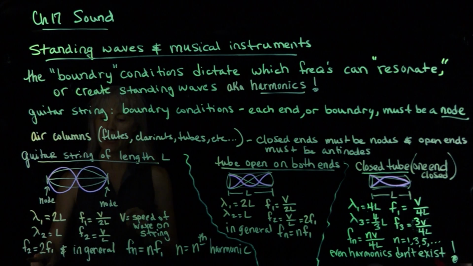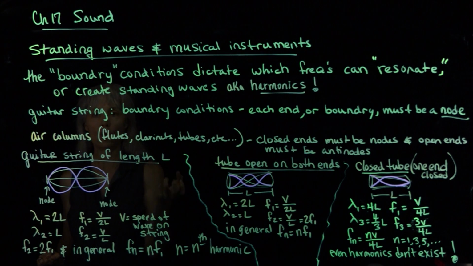So notice that f2 is twice f1. And in general, for the nth harmonic, f sub n is equal to n times f1. All of the successive harmonics are multiples of the fundamental harmonic f1. So n is corresponding to the nth harmonic.